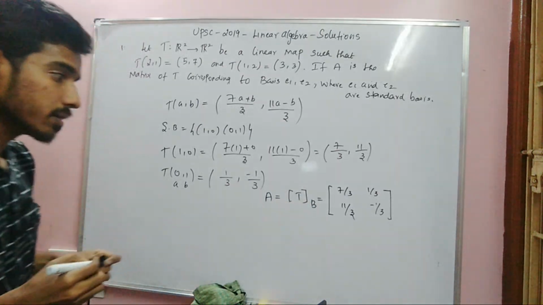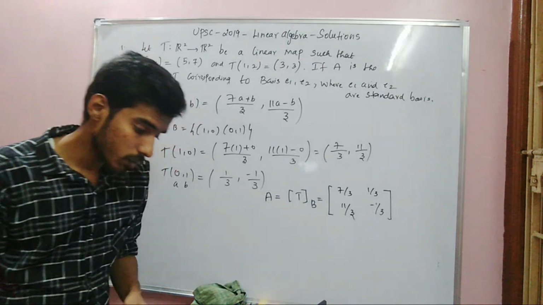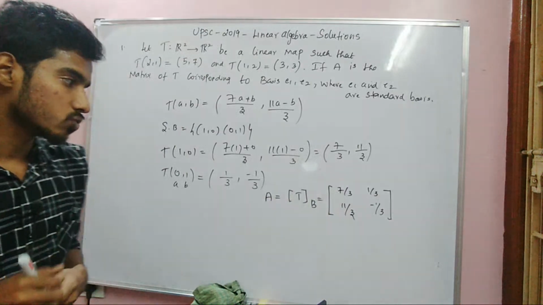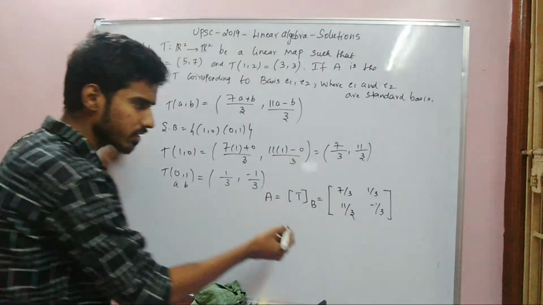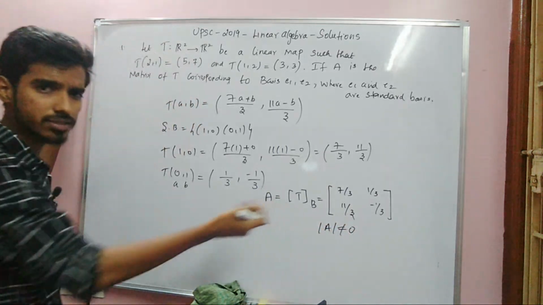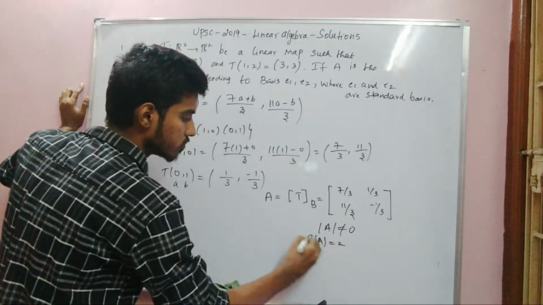We can see what the determinant for this matrix is. We can also take 1 by 3 outside. If I take 1 by 3 outside, I can write that as 7, 1, 11, minus 1, and you can see clearly the determinant is non-zero. Determinant non-zero means the rank has to be equal to 2 for an n cross n matrix. So rank of A has to be equal to 2.